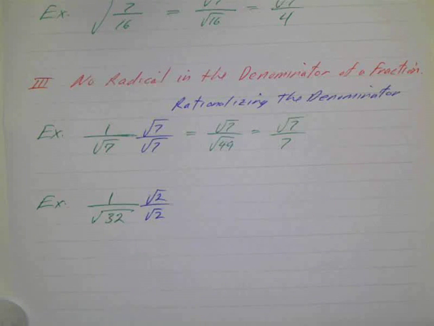I don't have to multiply by the square root of 32. Remember, 32 is the same thing as 16 times 2, so it's already got a perfect square factor of 16 in it, so it's not simplified. So you can get away with it with a smaller number.